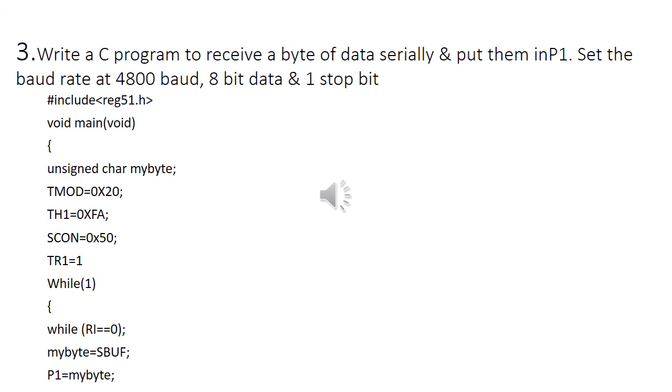So next is the third program. Write a C program to receive a byte of data serially and put it in port 1. Set the baud rate at 4800 baud, 8-bit data, 1 stop bit. So initially you are going to write the header file reg51.h, write void main(void), then you are going to define a variable named mybyte. So mybyte is a variable name that you are going to define as an unsigned char.